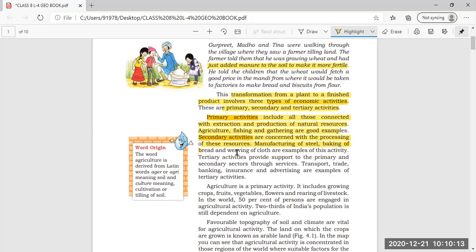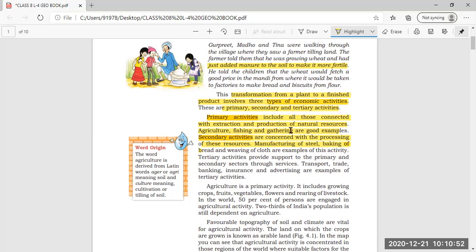Now, secondary activity involves processing the natural resources which you have taken from the production, from the primary activity. Those primary natural resources are processed again, made into another but different thing, that is, through manufacturing, or through baking, or through weaving. These will be considered under the secondary activity.